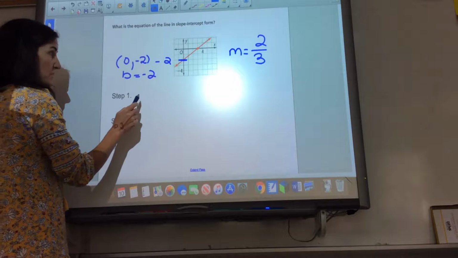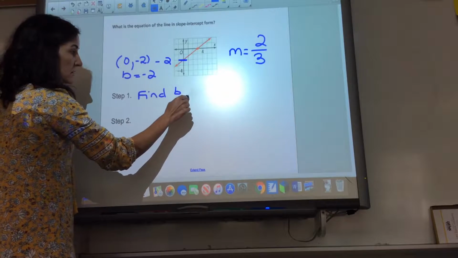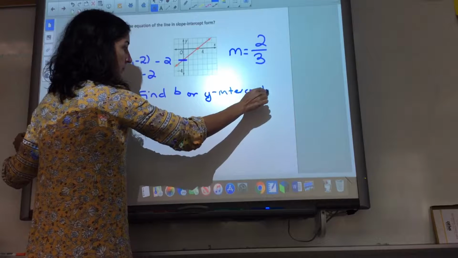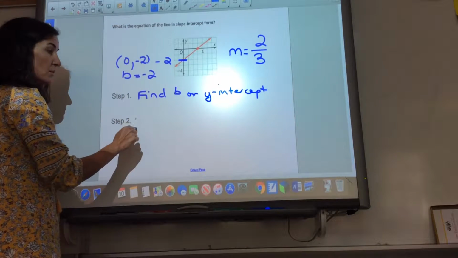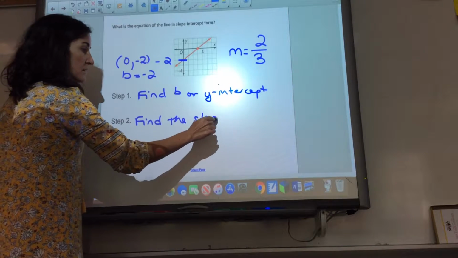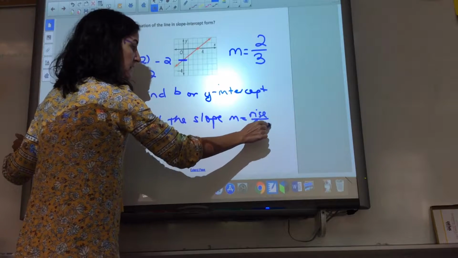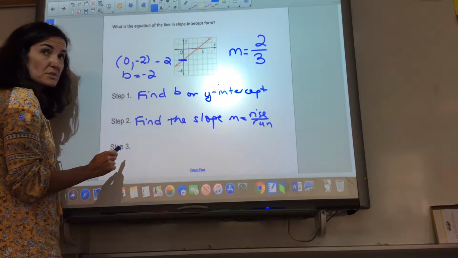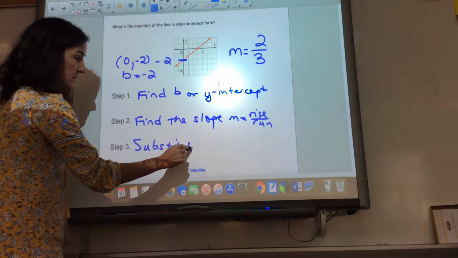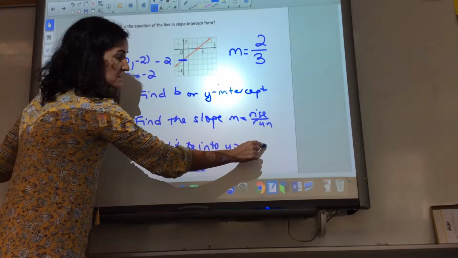So our first step is to find the y-intercept. The second step is to find the slope, or the rise over run. And the third step is to just substitute in, into y equals mx plus b.